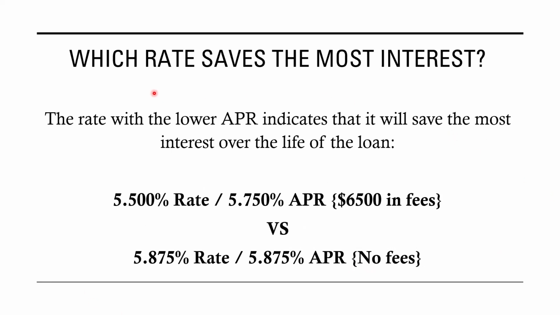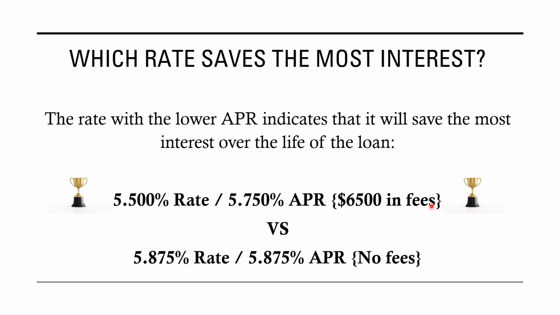Next, we'll get into which rate saves the most interest. The rate with the lower APR indicates that it will save the most interest over the life of the loan. 5.5% rate with a 5.75% APR has about $6,500 in fees in this example, versus a 5.875% rate with the 5.875% APR indicates no fees in this example. So which one will save the most money?